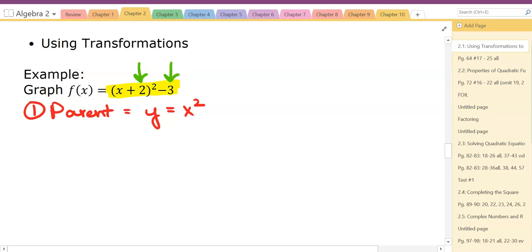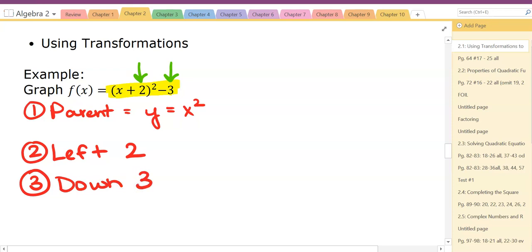So if you guys think back to last chapter, plus 2 when it's inside parentheses, that makes it move left or right. Which direction is it going? Left or right? Good, left. So this is going to go left 2. What does the minus 3 make it do? Down 3.